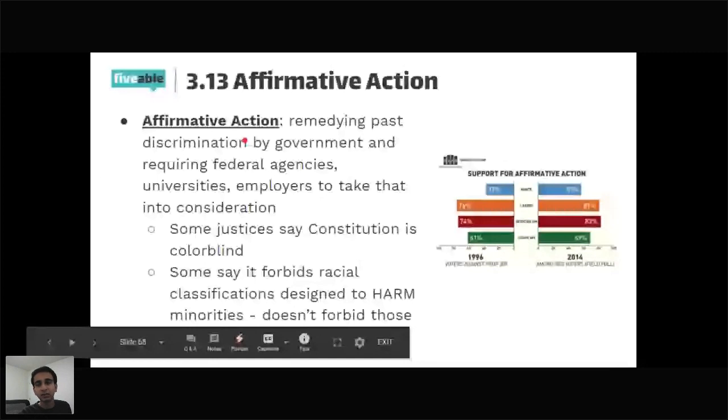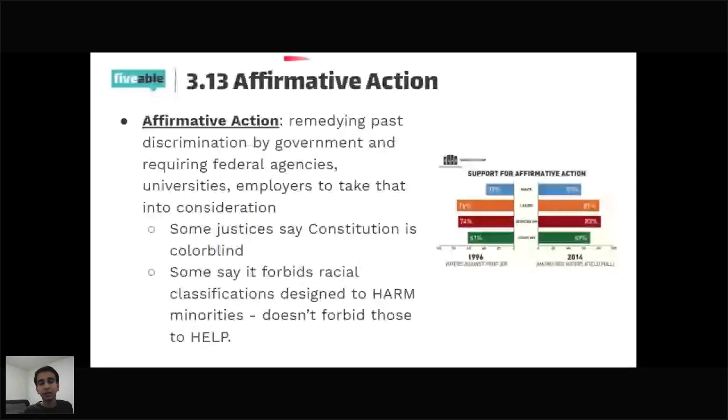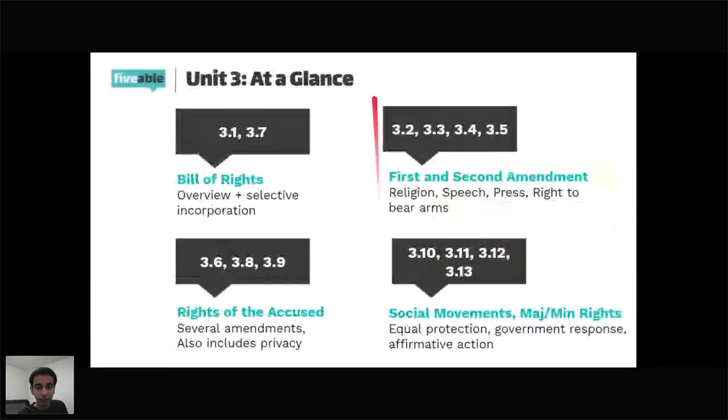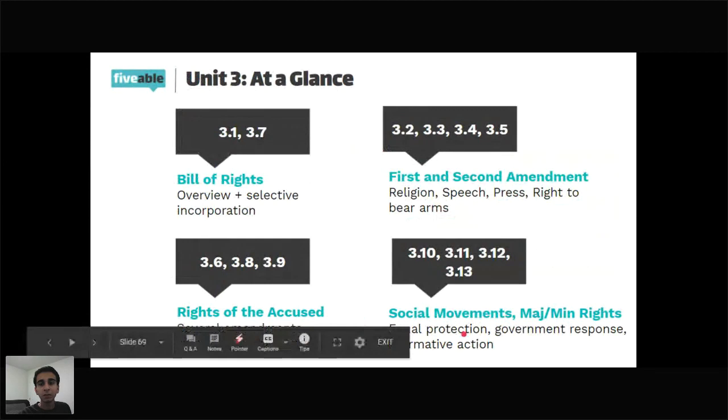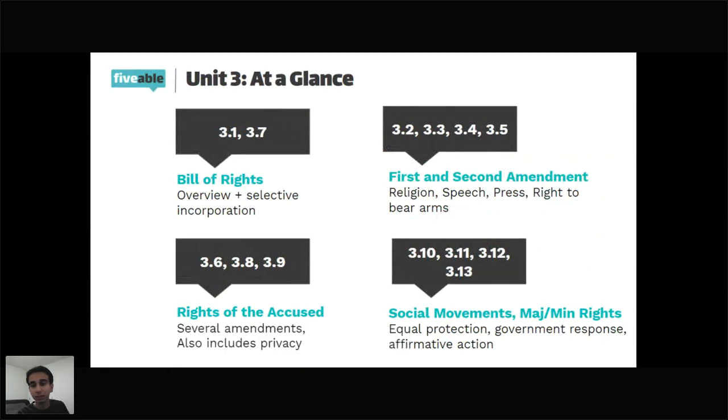Again, I don't think this will probably be a topic that's tested on this year's AP exam just because it's a small topic. But yeah. So we talked all about Unit 3, 13 standards. We talked about Bill of Rights, Selective Incorporation, First and Second Amendment, rights to the accused, social movements, majority-minority rights, and then we talked a little bit about the structure of the judicial branch at the beginning.